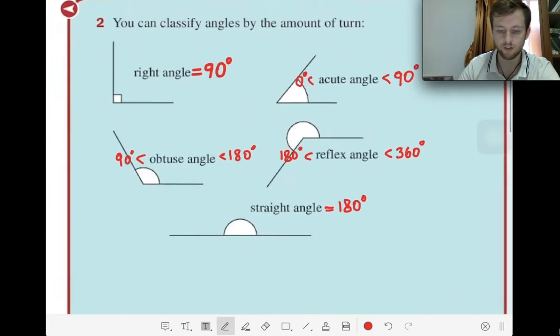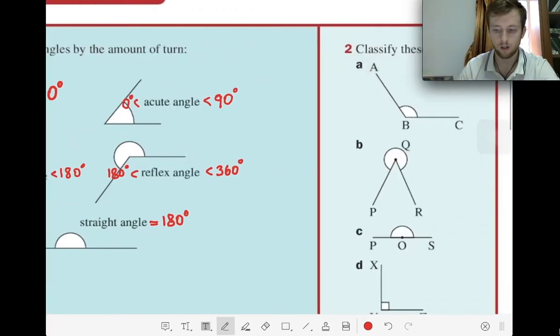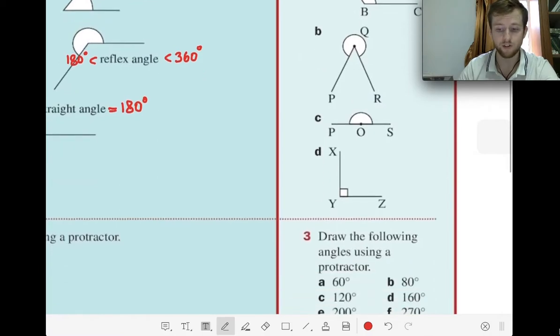So look at this again, please. These are the types of angles you are supposed to know: a right angle, an acute angle, obtuse, reflex, and a straight angle. Sometimes there is also a full rotation kind of angle, but it can't really be called an angle, which is 360 degrees. Okay, so now we can look at these angles.